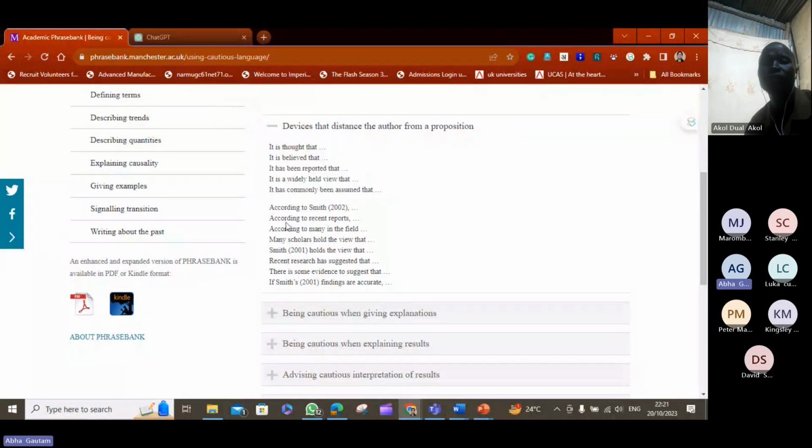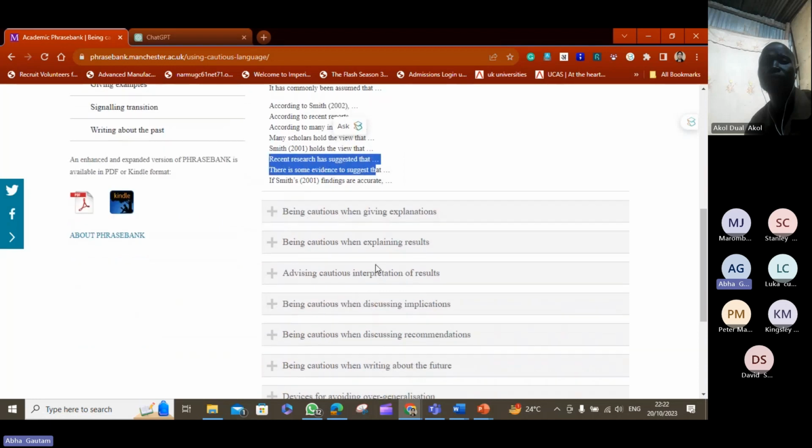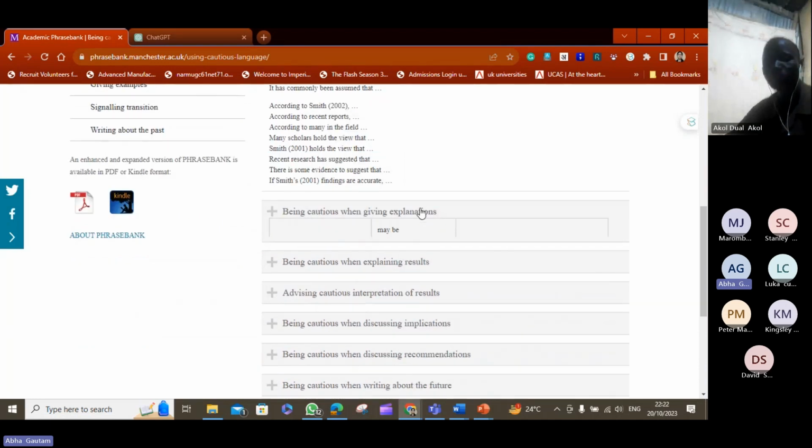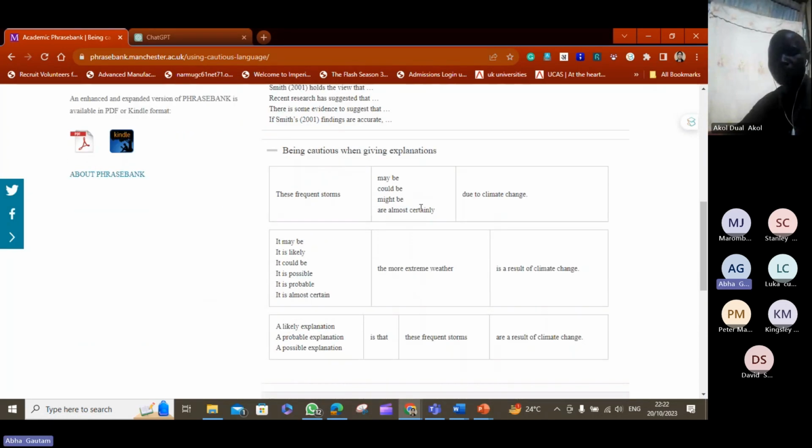Or if you don't want to say that you thought this or this was the thought, you can say according to that particular person. Or if you don't want to name that person, you can say many scholars hold that view. Or you can say research has suggested that. Let's say if you want to explain something and there you want to be conscious. So what you can say?